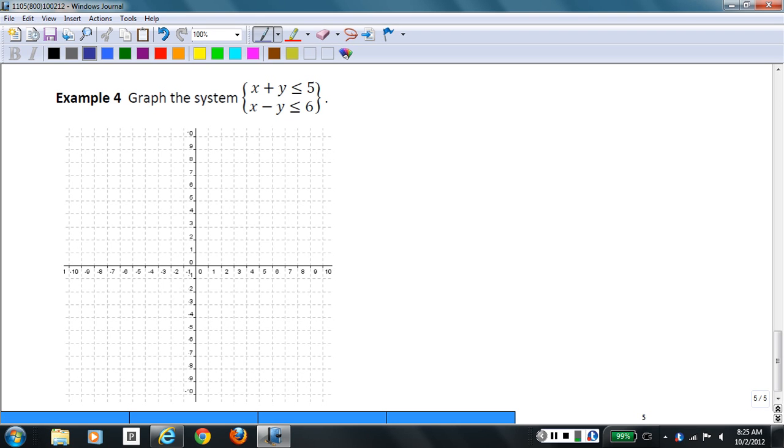So let's look at x plus y equals 5. Not too tough to graph. This is going to be a solid boundary line. At a glance, we can see the x and y intercepts, yes? (5, 0), (0, 5), because 5 plus 0 equals 5, and 0 plus 5 also equals 5. Connect the dots.